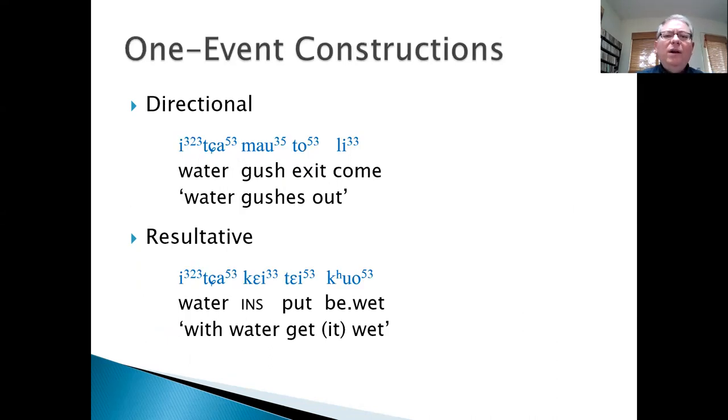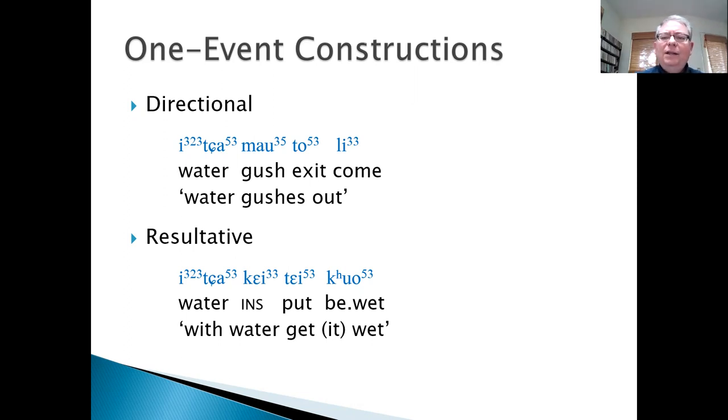So the one event construction, this is, we have multiple verbs that are being used to describe a single event. Some of them are used to describe some sort of directional or deictic arc of movement. So in the top example here, "mao dou li," gush, exit, come, this translates to "gush out" in English, but the "come" there tells us that the water is gushing towards the speaker, towards the deictic center. If you were to use "go" as your final verb here, then it would be gushing out away from the speaker, right? So we've got directional uses of the serial verb construction.